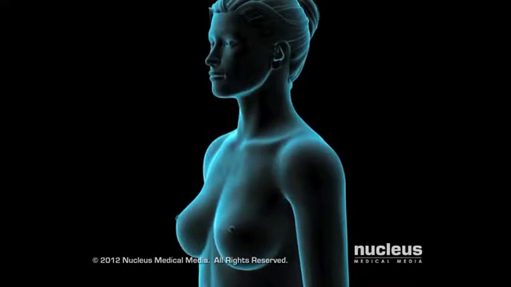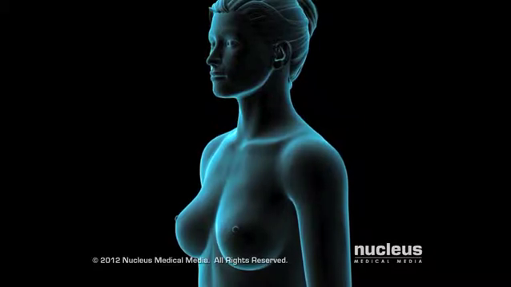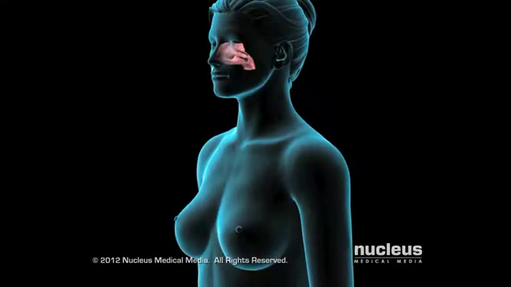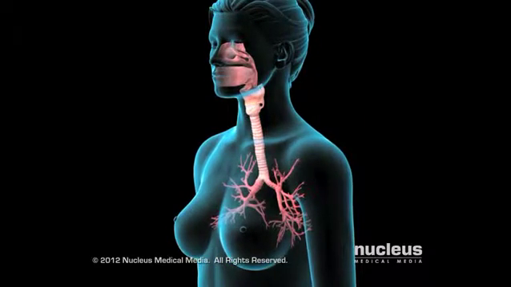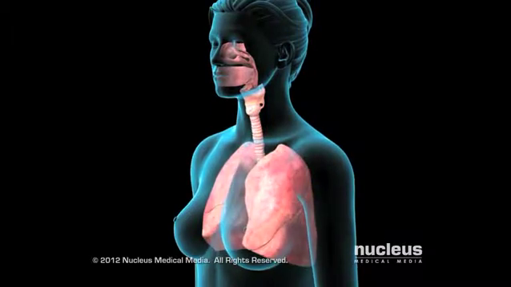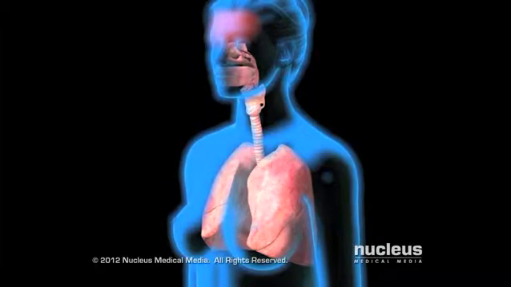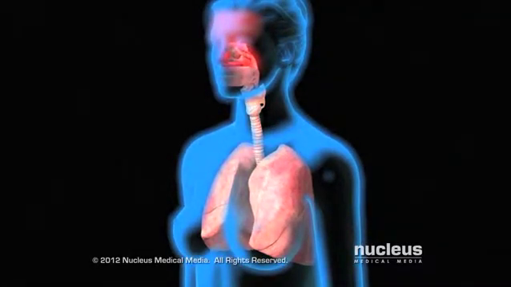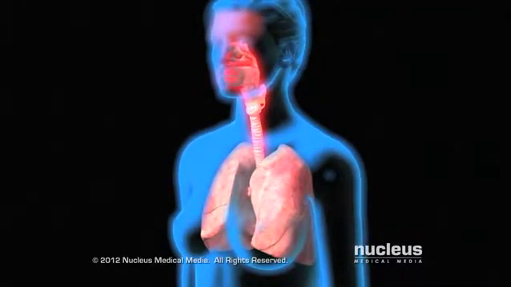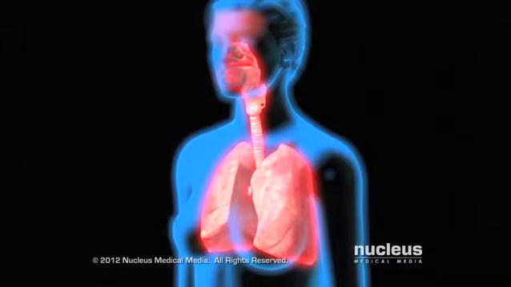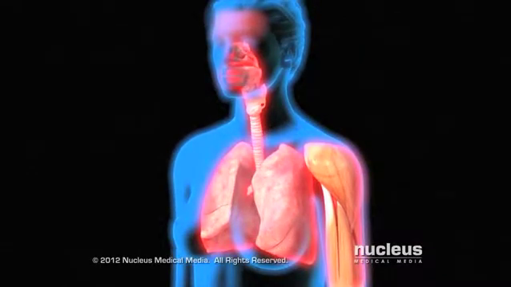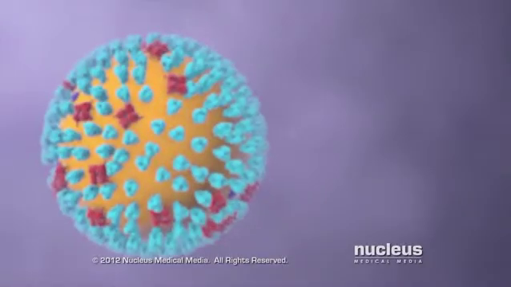Influenza, or the flu, is a contagious viral infection that attacks your nose, throat, and lungs. It can cause fever, chills, runny nose, sore throat, cough, muscle aches, and fatigue. The flu virus is extremely small and only visible through electron microscopes.